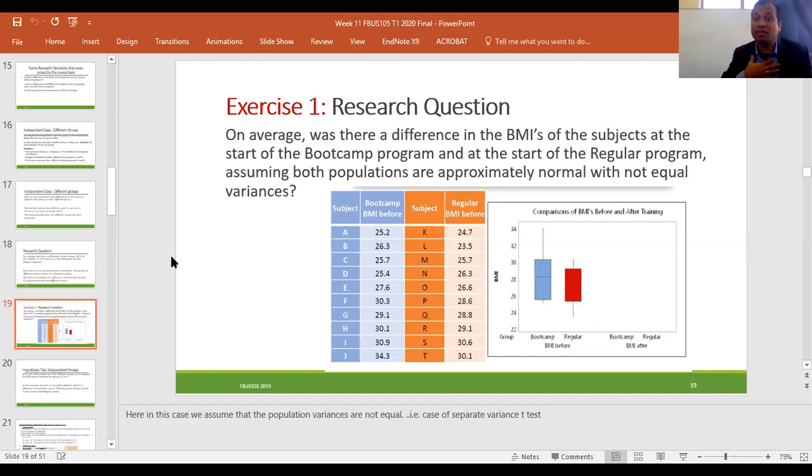So as a researcher, we are trying to make this claim that there is no difference, or we can say there is a difference between the mean value of BMI of the subjects in these two groups before the program, at the beginning of the program. Assuming both populations are approximately normal with not equal variances. So keep some of the assumptions in mind, because these assumptions are important while following the 7 steps.